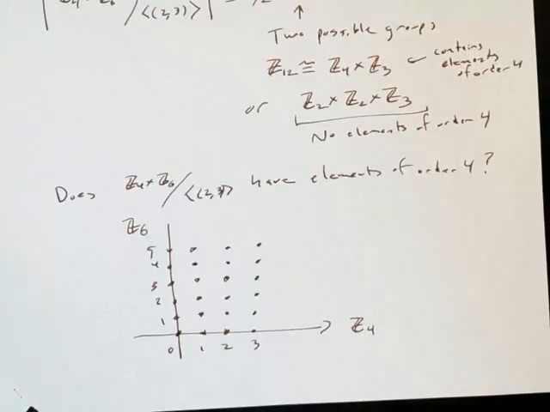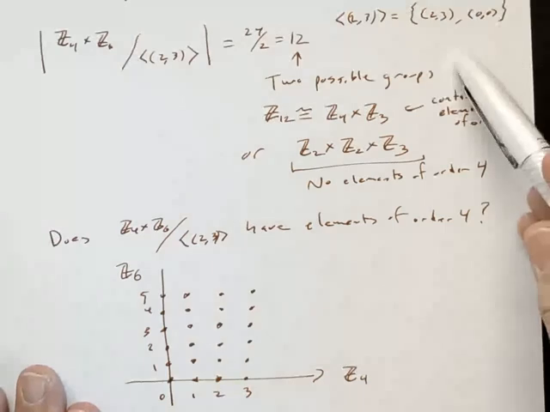Where's my normal subgroup? The normal subgroup is these two elements.